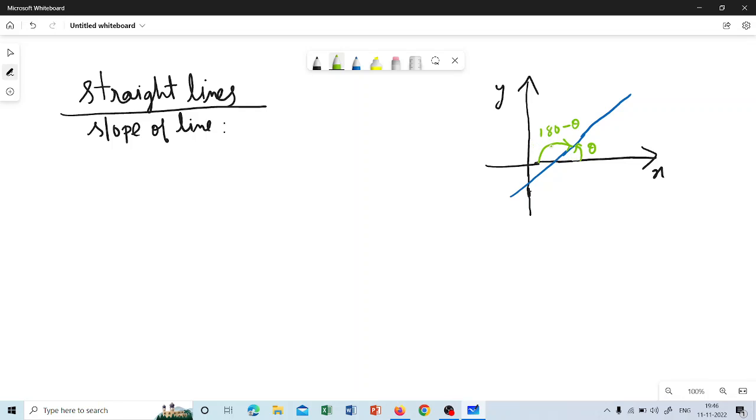So now I am going to start from this angle. I will define the slope of a line, denoted as m, and it is equal to tan theta.